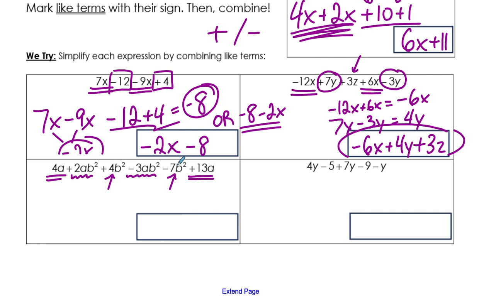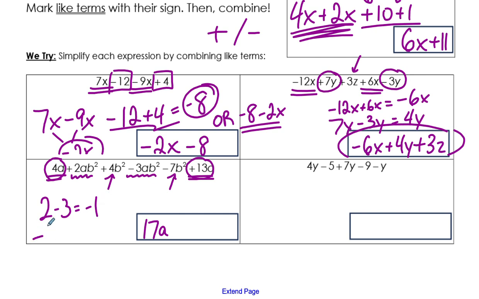I'm actually not going to rewrite this one. I'm just going to add them together as they are. 4a plus 13a, that is 17a. 2ab squared minus 3ab squared. 2 minus 3 is negative 1.